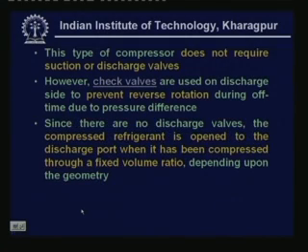And since there are no discharge valves, the refrigerant is open to the discharge port when it has been compressed through a fixed volume ratio depending upon the geometry. This is one of the typical characteristics of this multiple vane type of compressor. That means they have what is known as a fixed built-in volume ratio. As you have seen, there are no suction or discharge valves. Since there is no discharge valve, when the rotor comes to a particular position, the compressed refrigerant will be exposed to the discharge port.